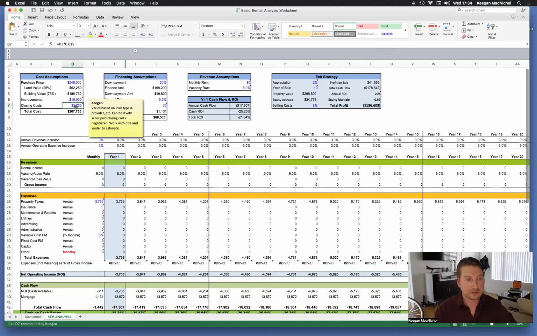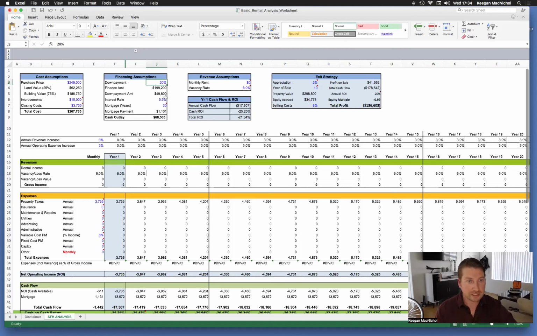So work with your title and lender to determine what those closing costs would be. Okay. Down payment. So I put in 20% just to be conservative. Again, obviously there's a lot of opportunities out there to put much less down, or maybe you just want to put more down and just be safe.